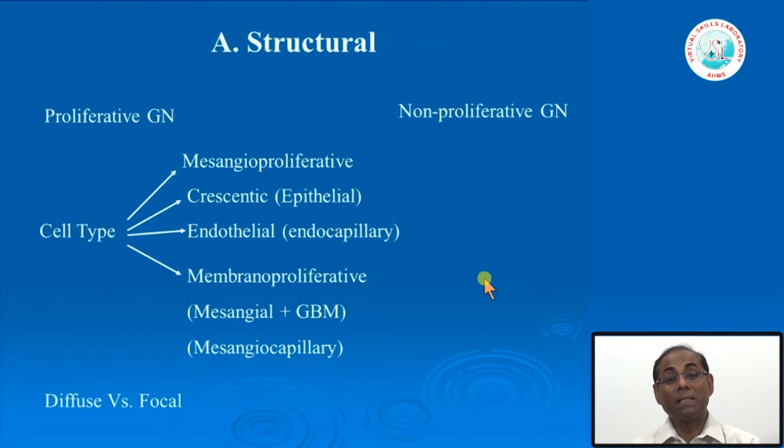If the epithelial cells are proliferating, usually they form a crescent-like structure. We will show you the photograph later. There is a moon in the crescentic form, and these are caused by epithelial cell proliferation. And when endothelial cell proliferation occurs, we usually use the term endocapillary cell proliferative glomerulonephritis.